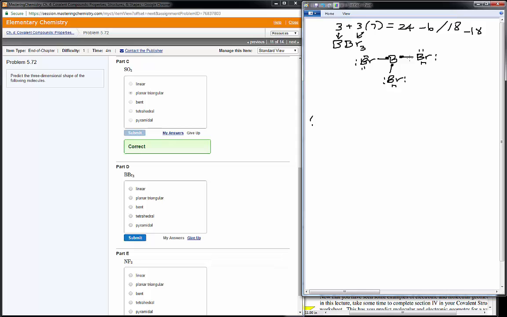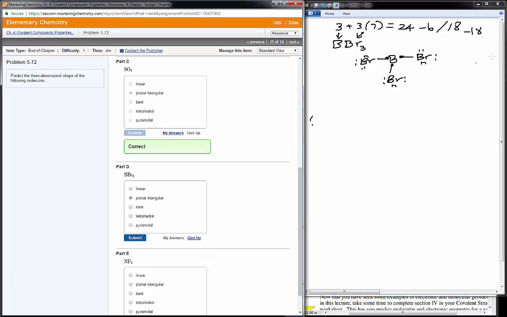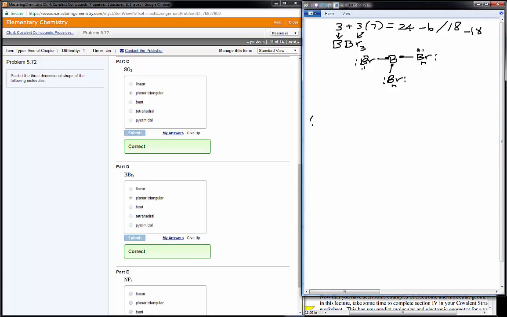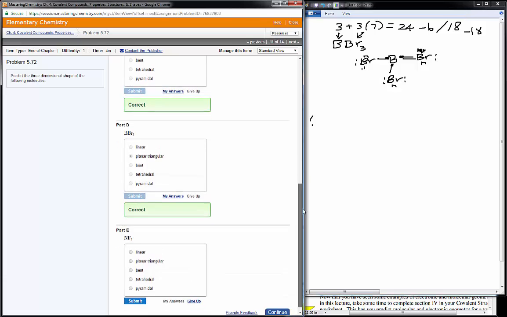That's 3 electron sets, no lone pairs, so that is also planar triangular. But one thing I want you to note is if you said, look, this bromine might share, I could get a double bond. In that case, you would still have 3 electron sets and no lone pairs. So distributing them in that way to give boron an octet would still get you the right answer here.